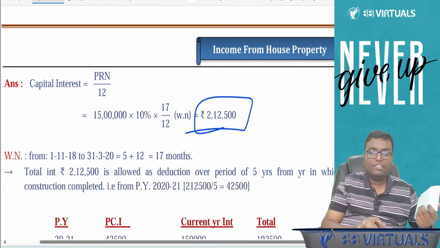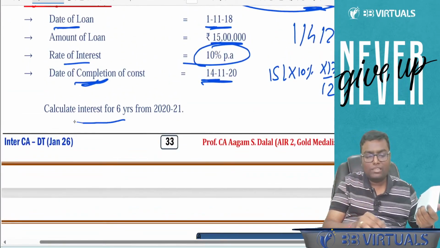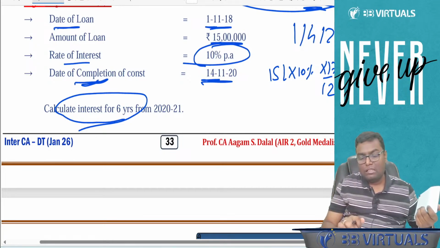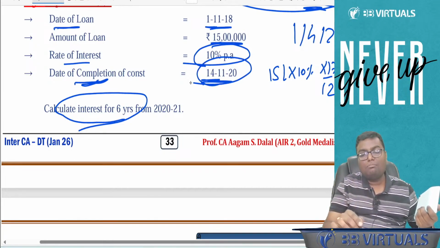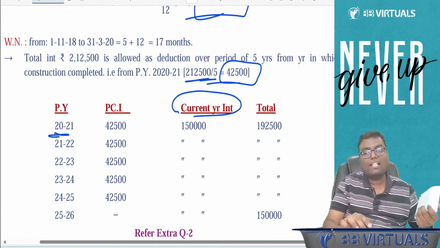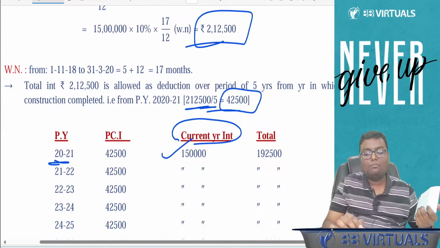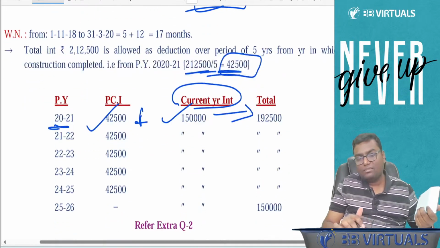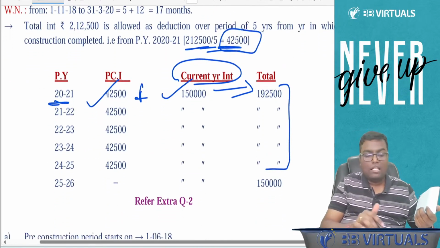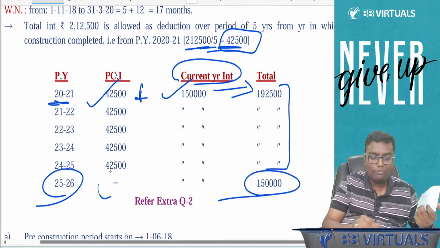And this will be allowed as a deduction in how many years? 5 years. So per year I will get 42,500 as deduction. Randomly I have asked over here to calculate interest of 6 years. 6 years from what? The year of completion, that is 2021. So can I say in the year 2021, first there will be current year's interest. Interest of that year, 15 lakh into 10%, that will be 1,50,000. Plus this 42,500 will be added. Total I will get 1,92,500. Same will happen for the first 5 years. From the 6th year, I will get only current year's interest, that is 1,50,000. Then I will not get pre-construction interest.